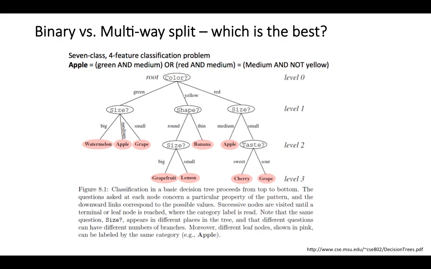For instance, here you have a color that you can split based on green, yellow, or red, and also you can see the size. If the size is huge and the color is green, it's probably a watermelon, right? And you can do it based on these attributes, in which the size could appear twice and the taste could appear several times, and the same leaf nodes could appear in several places, right? So what's the best way to do it? Is binary split better than multi-way split, or multi-way split better than binary?